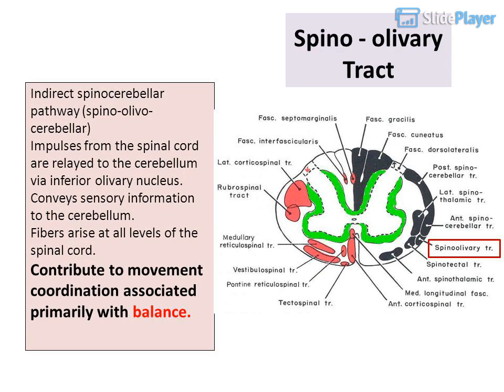Spino-olivary tract. Indirect spinocerebellar pathway, spino-olivocerebellar. Impulses from the spinal cord are relayed to the cerebellum via the inferior olivary nucleus. It conveys sensory information to the cerebellum. Fibers arise at all levels of the spinal cord. They contribute to movement coordination associated primarily with balance.